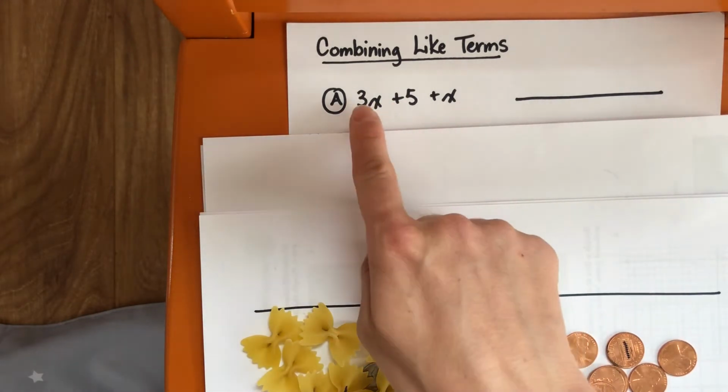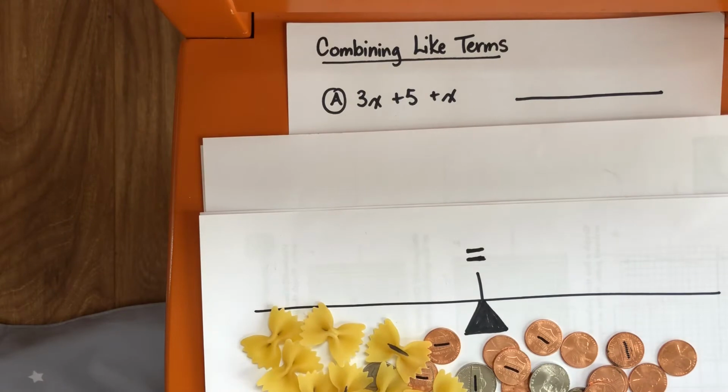Our variable terms have a coefficient in front of it. The coefficient tells you how many of that unknown number there are.